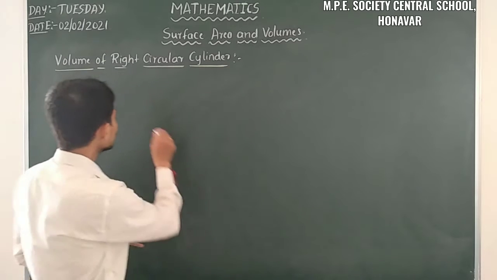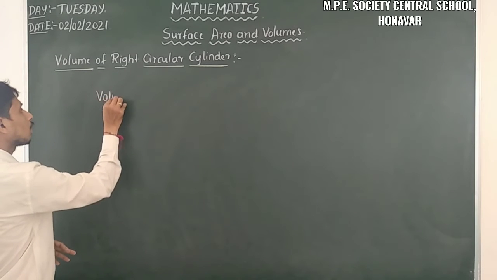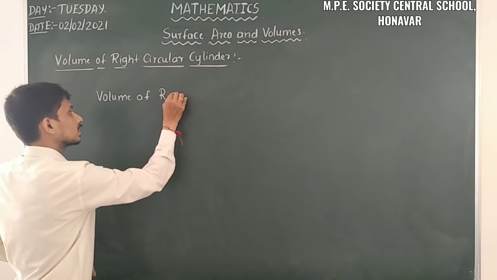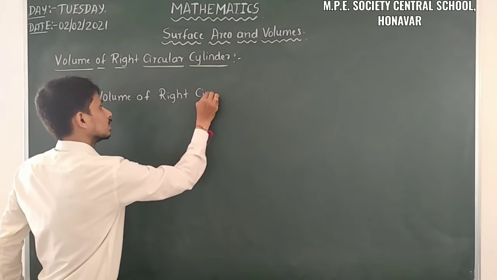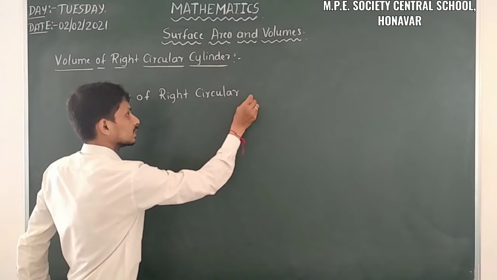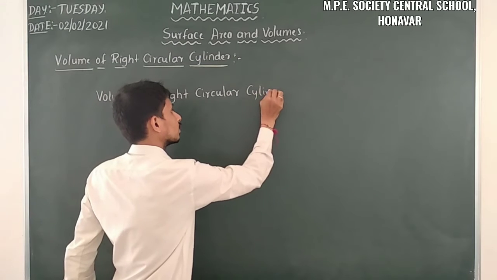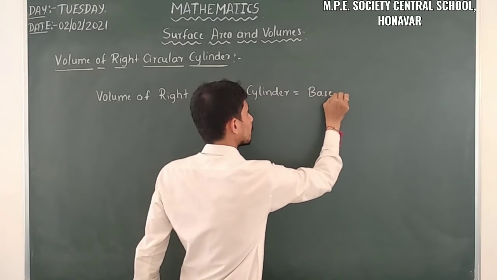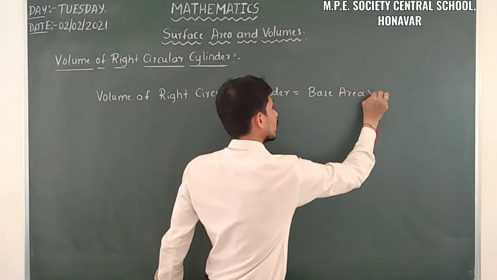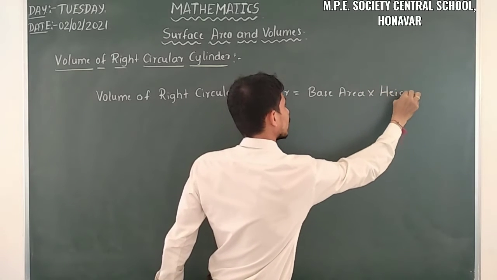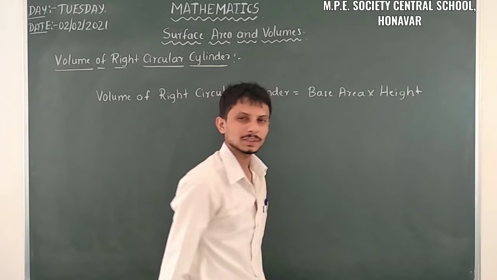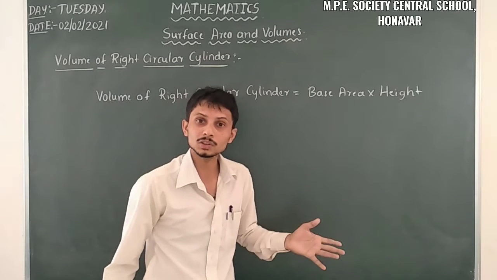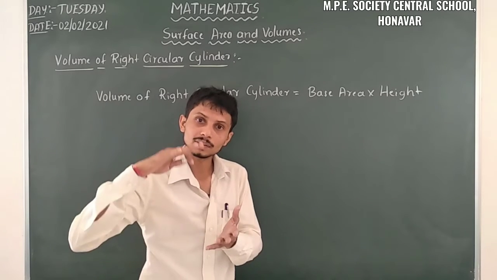So here we have the volume of the right circular cylinder is equal to base area into height. Here height is nothing but the number of coins we can take. After arranging the coins, it is also in the form of a length.